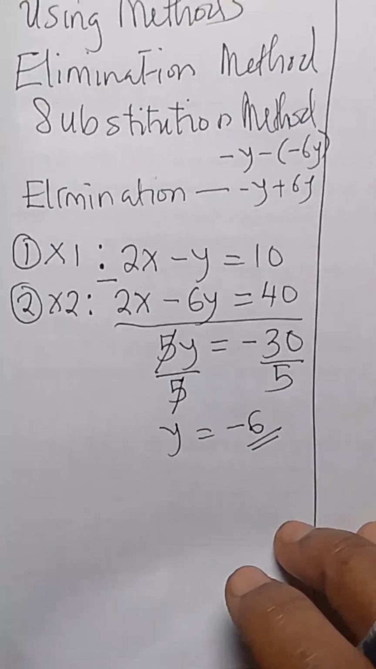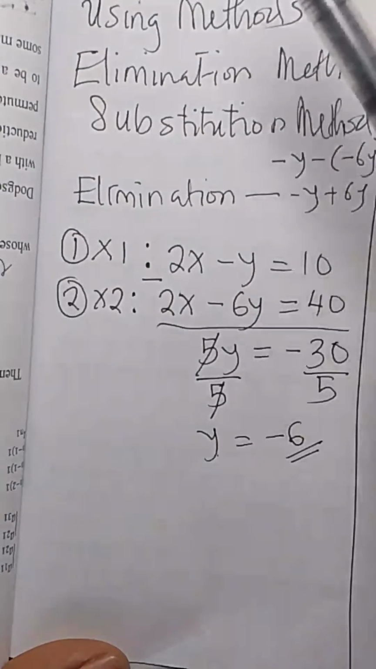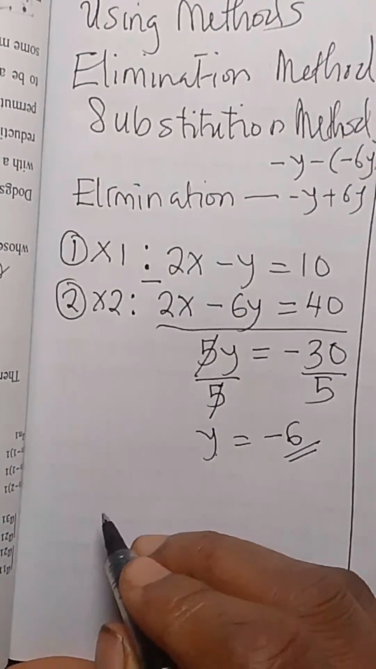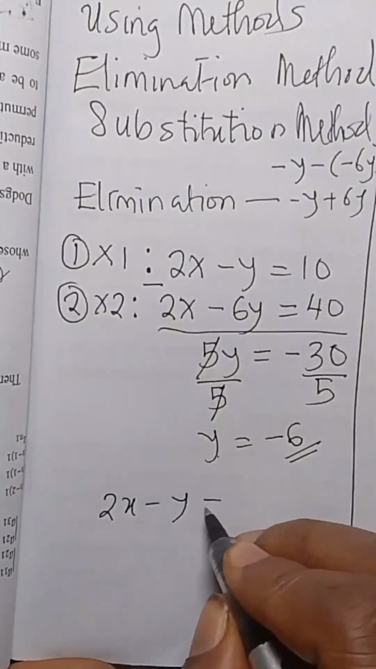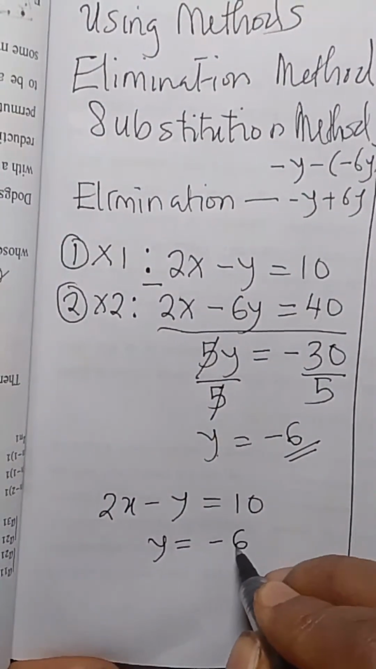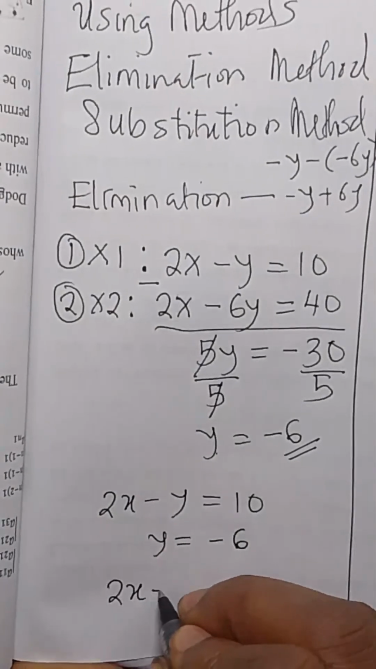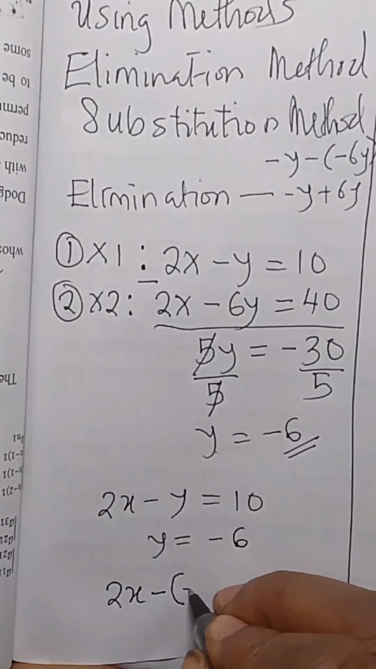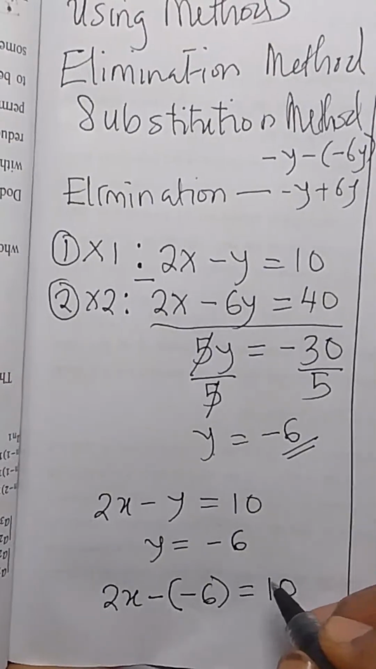Now to find our x, we are going to pick y, and substitute it into any of the given equations to get our x. So let's substitute it into equation 1. Equation 1 says that 2x minus y is equal to 10. So our y is equals to minus 6. Now this is how you do it. You write 2x, minus y. Our y is minus 6, so you put it under bracket, write minus 6, is equal to 10. If you don't do it like this, you may make a mistake.